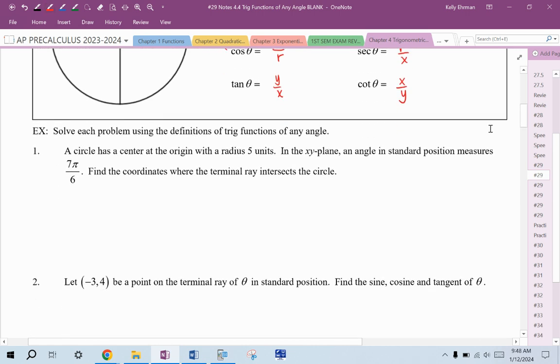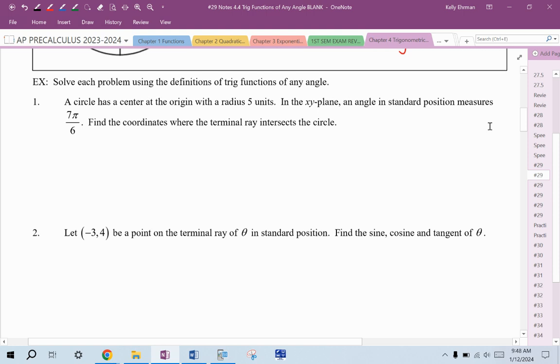I tried to model a couple of our examples based off of what I saw in AP Classroom. So for this one, they always like to kind of complicate things with words, right? So let's draw what we're given. A circle has a center at the origin with a radius of 5 units. So let's just start there. You don't have to label the 5 yet, but just draw a circle whose center is at the origin. It's not going to be perfect. That's fine.